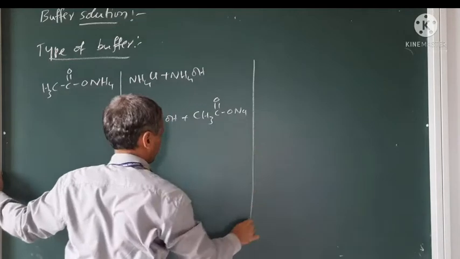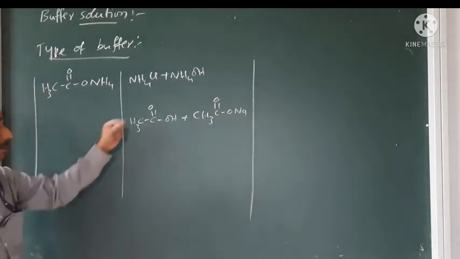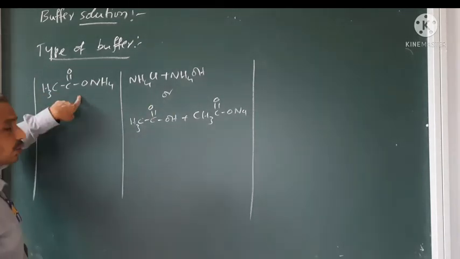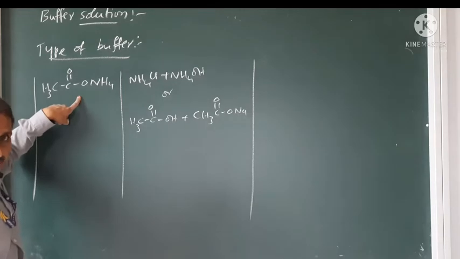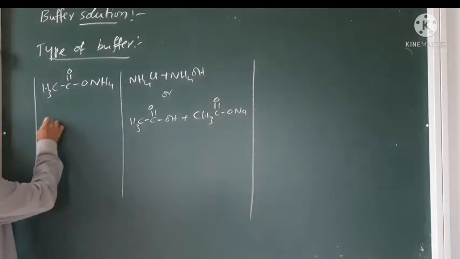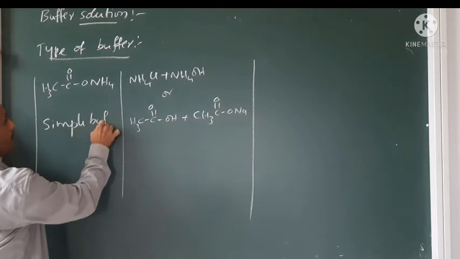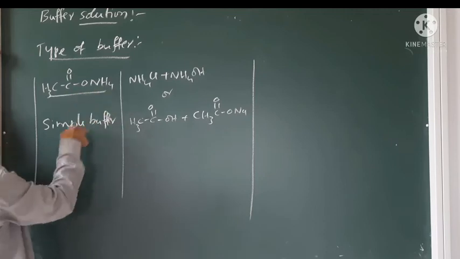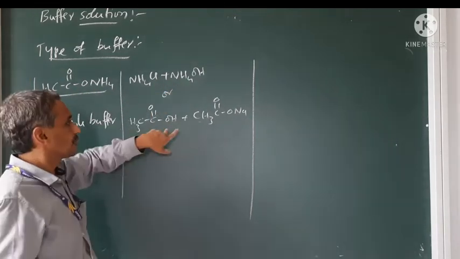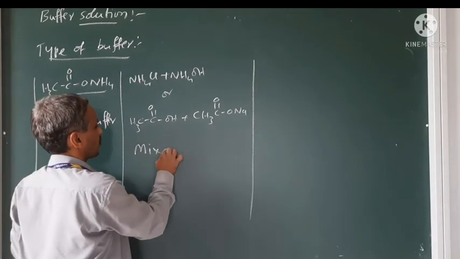So, what is the difference we have in these? See, only one substance or only one chemical is acting as a buffer. So, this is called a simple buffer. Only one chemical acting as a buffer, simple buffer. There are two here, here also two. So, it is called a mixed buffer.